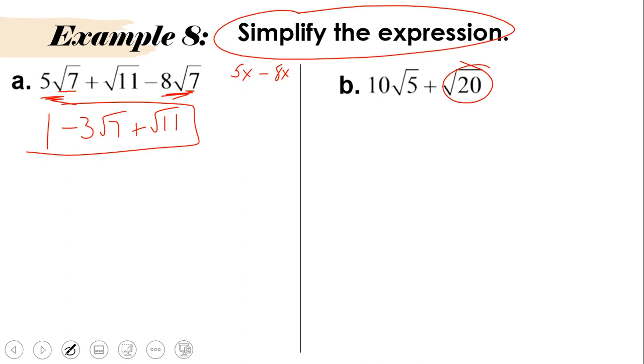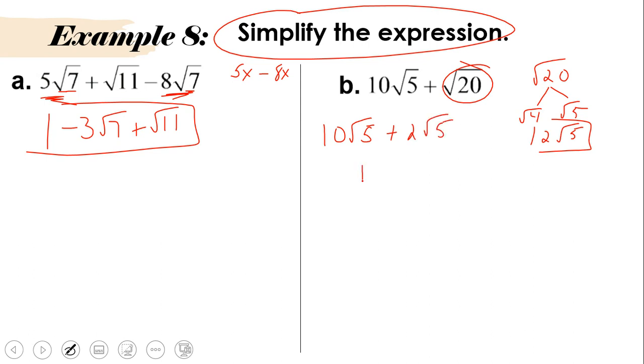Now here, you have to simplify the square root of 20. So the square root of 20, we can simplify to square root of 4 and square root of 5. So this is going to become 2 root 5. So now we have 10 root 5 plus 2 root 5. So we'll get a final answer of 12 root 5.